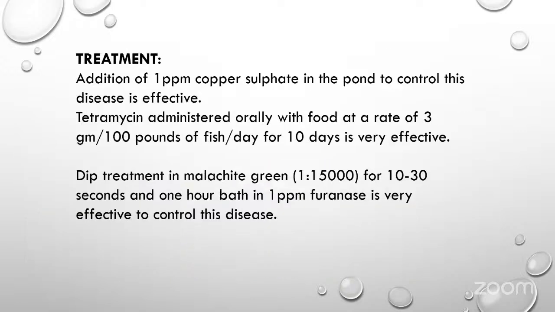Now, how to treat them? Addition of 1 ppm copper sulfate in the pond to control this disease is effective. Terramycin administered orally with food at a rate of 3 grams per 100 pounds of fish per day for 10 days is very effective. Dip treatment in malachite green, 1 to 15,000 for 10 to 30 seconds, and a 1 hour bath in 1 ppm furanace is very effective to control this disease.